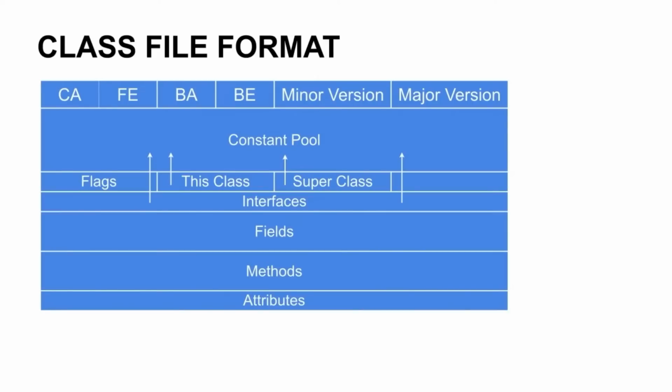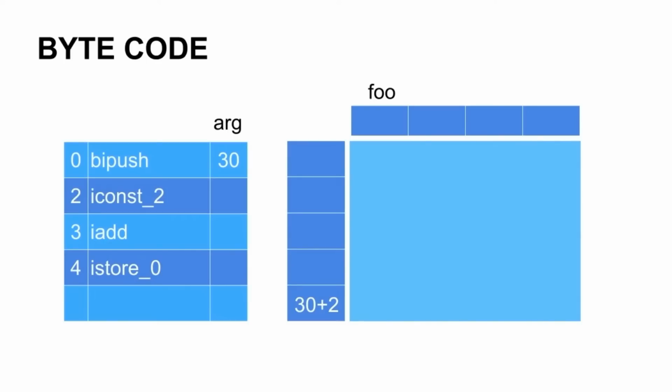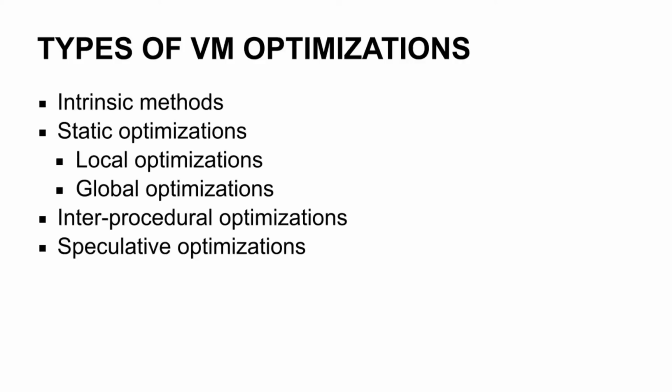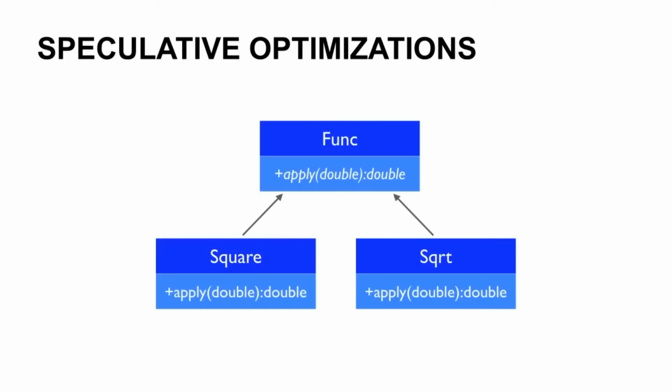We're also going to learn about the class file format and what a class file looks like, and about the Java bytecode. But mostly we're going to focus our attention on the types of optimizations the just-in-time compiler performs. We're going to talk about intrinsic methods and static optimizations, both local and global, and interprocedural optimization, and speculative optimizations, and all the various tricks that the VM has to make dynamic calls run fast.